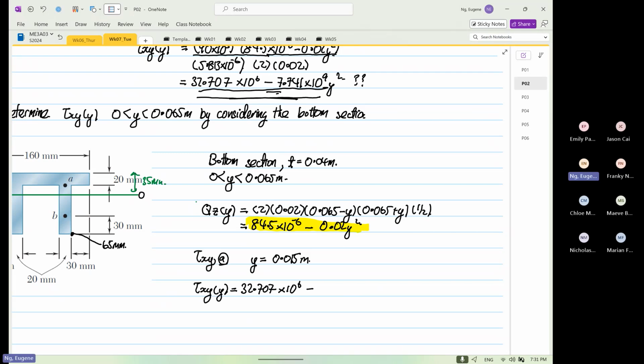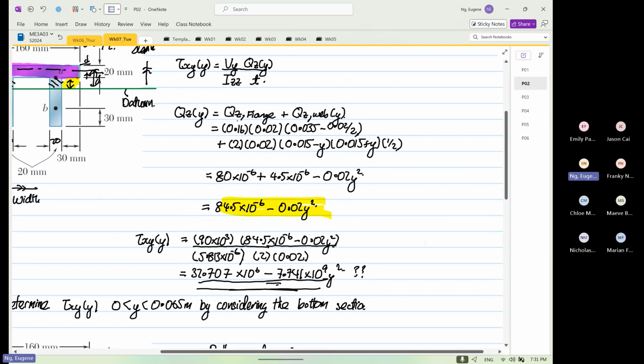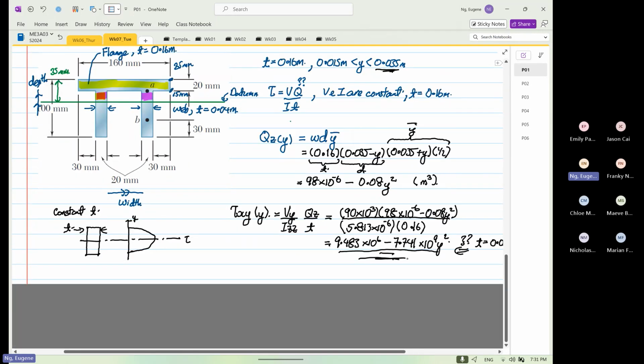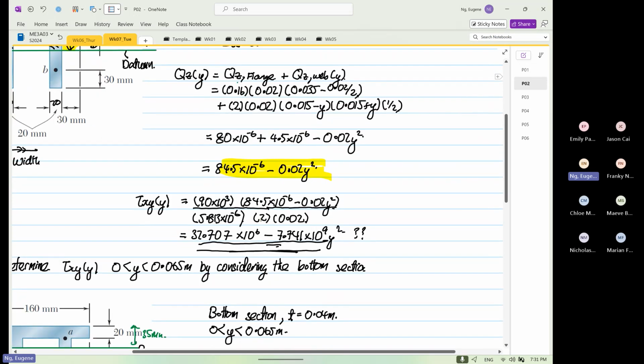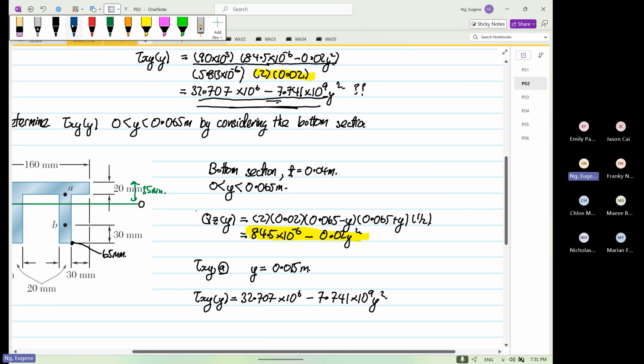Minus by 7.741 times 10 to the power 9 y squared. Now, why did we use this one, and we did not use this expression over here? Because we want to find the higher value at point A, not the lower value. The higher value is the previous equation, or the equation on the next page, because of the thickness. Down here the thickness is 0.16, whereas over here the thickness is twice of 0.02. So you take the one with the lower thickness. Lower thickness, higher stresses.